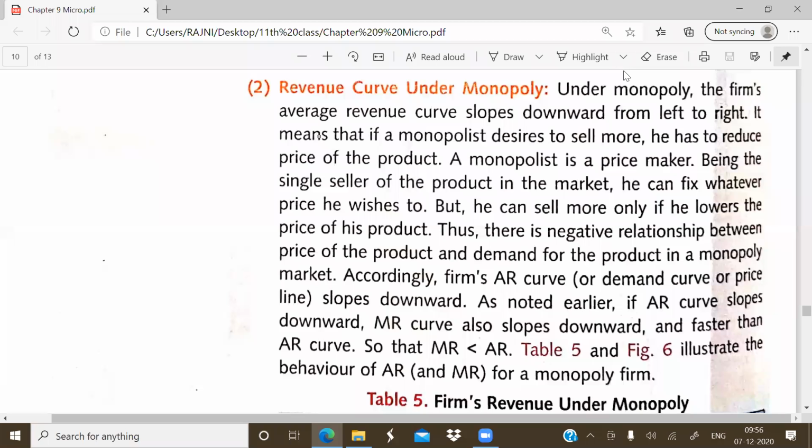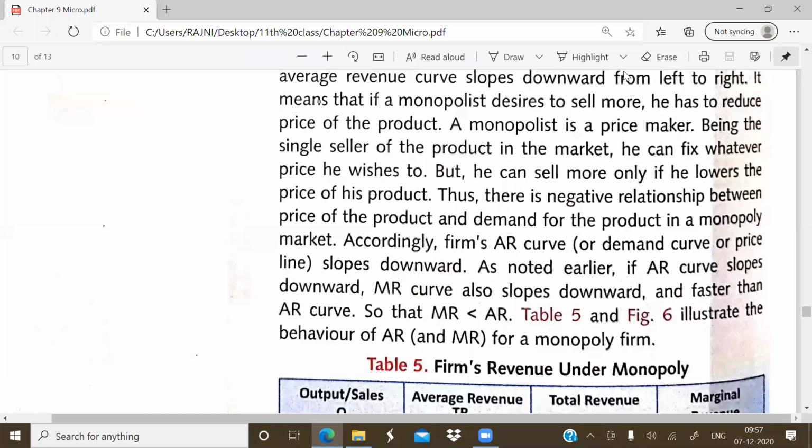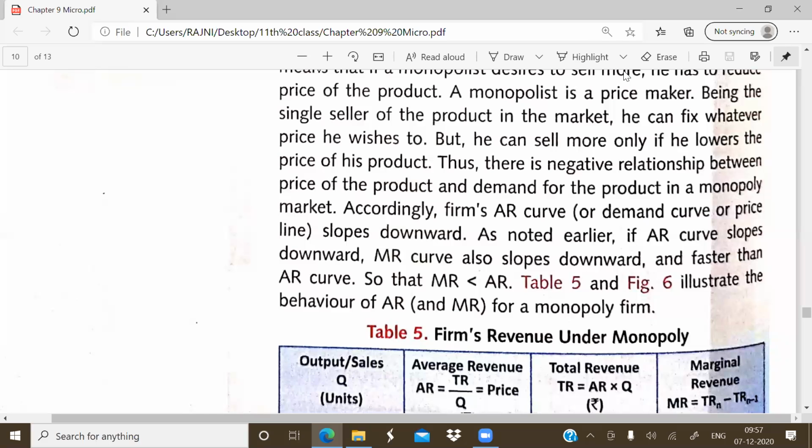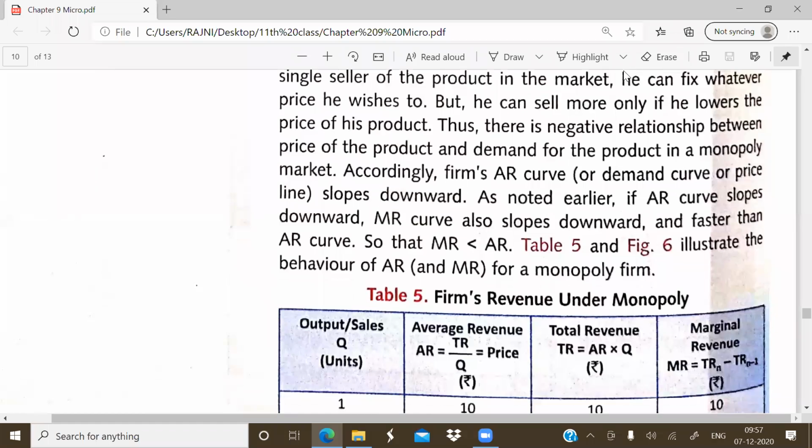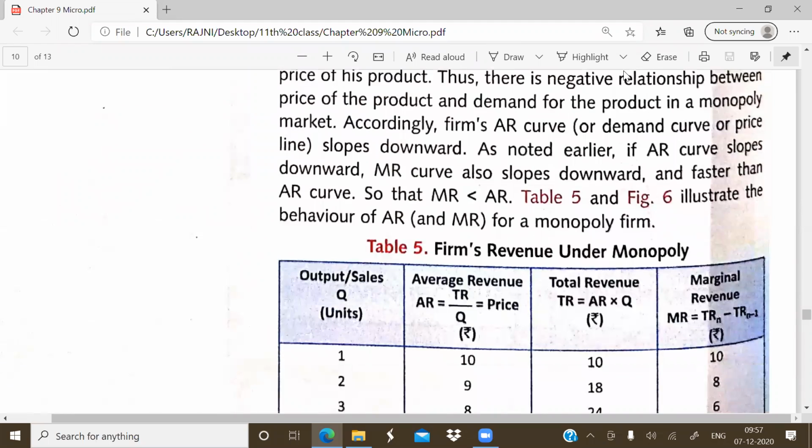तो यहाँ पर जनरली जो एवरेज रिवेन्यू कर्व होता है वो स्लोप्स कैसे करता है, डाउनवर्ड, लेफ्ट से राइट की तरफ. इट मींस कि अगर एक मोनोपोलिस्ट जो है वो ज्यादा सेल करना चाहता है तो उसको क्या करना पड़ेगा, अपने प्राइसेस को कम करना पड़ेगा, क्योंकि एक मोनोपोलिस्ट जो है वही एक फर्म है, वही एक इंडस्ट्री है, तो वो खुद ही प्राइस बनाता है प्रोडक्ट का. ओके, वो कितना भी प्राइस फिक्स कर सकता है जितना कि वो उसको सेल ऑफ करना चाहता है. और अगर उसको ज्यादा प्रोडक्ट सेल करने हैं तो वो कैसे कर सकता है, only by reducing the prices. It means there is a negative relationship between the price and the demand of a monopolist's product. तो फर्म का जो रिवेन्यू कर्व है that will be sloping downward.